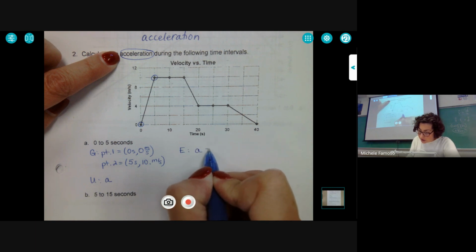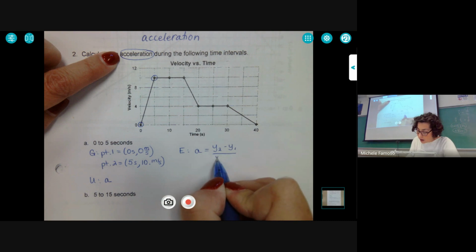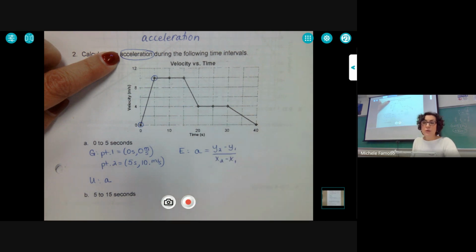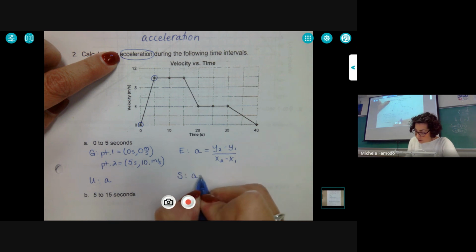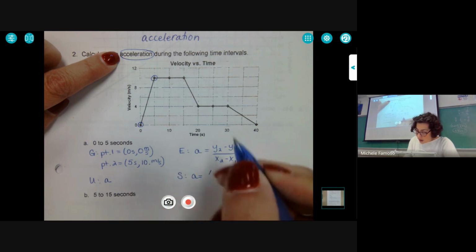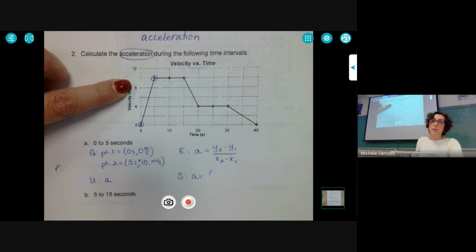So we're going to use our slope formula for that. A is y2 minus y1 over x2 minus x1. We're now going to do our substitution with units. Oh, and by the way, that is a velocity, so it should be positive 10 meters per second.